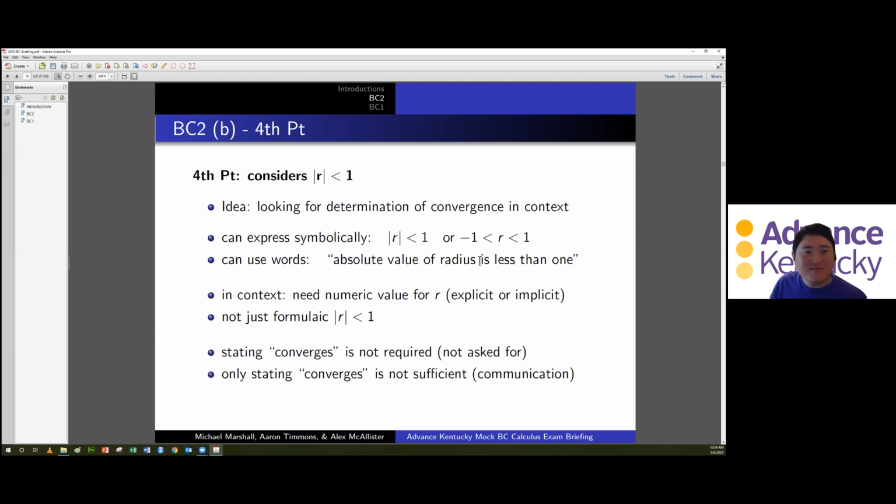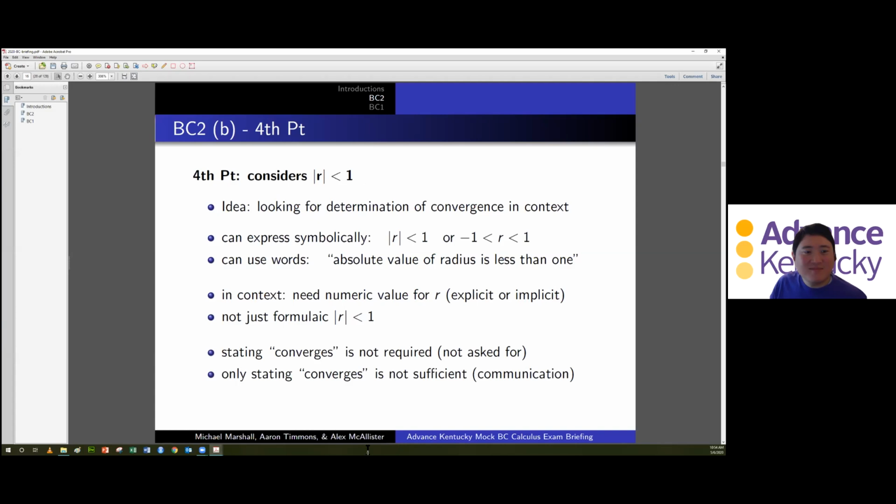Let's see, stating convergence is not required. We actually haven't asked the student to do that. We asked them to find the sum of the series. So we're not going to require that, right? That's why we've chosen this idea of looking for determination of convergence.